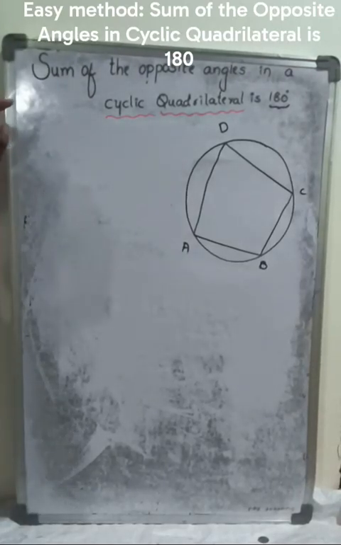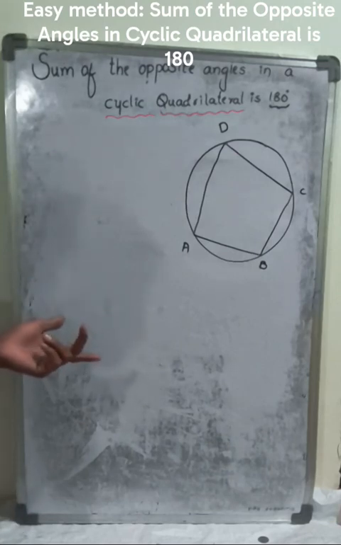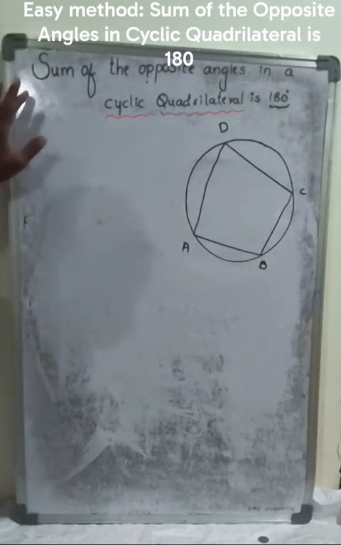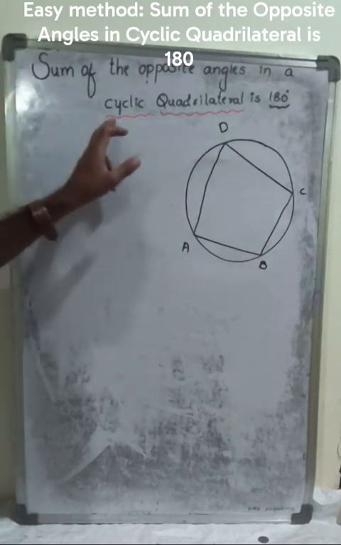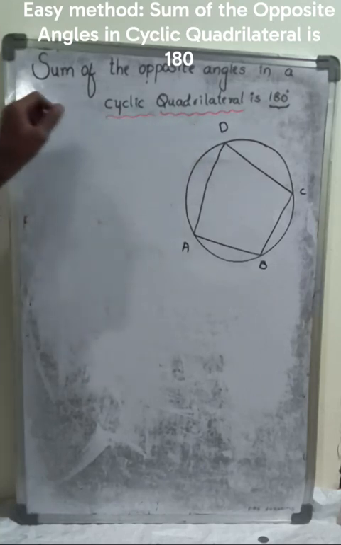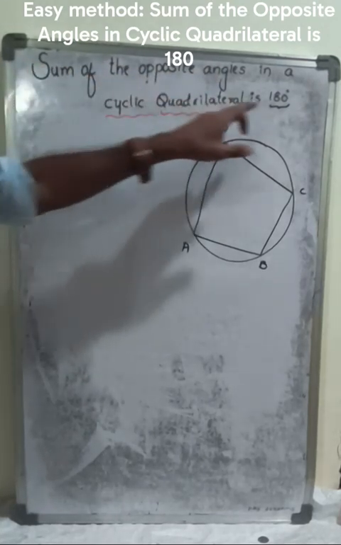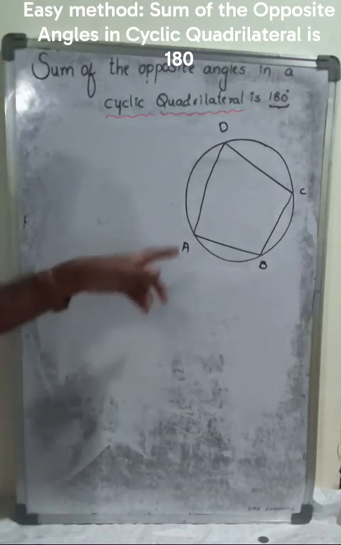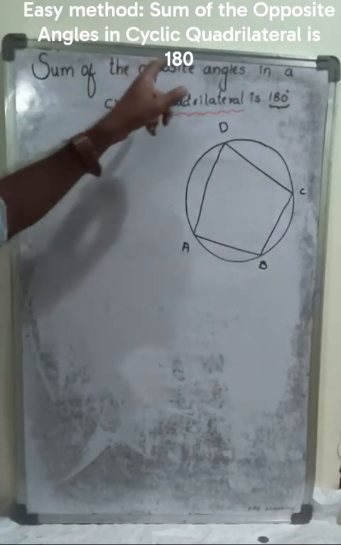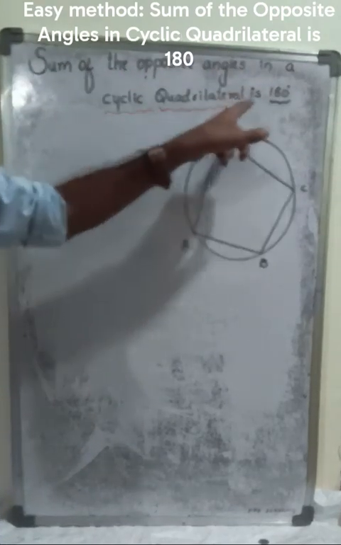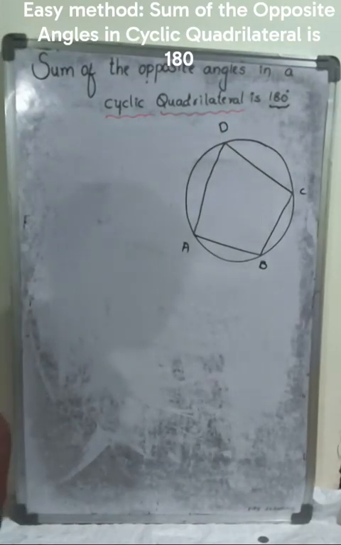Okay, so we're discussing the theorems in circles, and this is one of the theorems under cyclic quadrilaterals. The theorem is this one: a cyclic quadrilateral, whose sum of the opposite angles is 180 degrees. That's all. The sum of the opposite angles in a cyclic quadrilateral is 180 degrees.